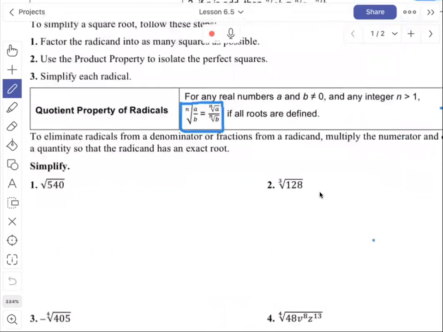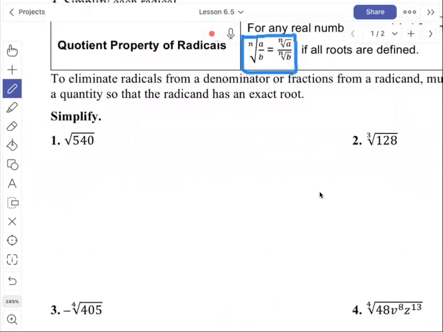All right, let's go ahead and try simplifying. So first off, let's factor tree out the 540. Let me call on people. So 540, think about two numbers that multiply to be 540.